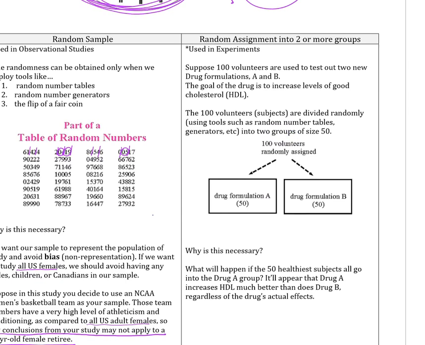Random assignment is similar, and it's something that we use in experiments. Suppose we have 100 volunteers that are used to test out 2 new drug formulas, A and B. The goal of the drug is to increase levels of good cholesterol. The 100 volunteers or subjects are divided randomly into 2 groups of size 50. Random assignment in this case could even be the flip of a coin. Let's say I come to you, I flip the coin, you get heads. Heads means you go into group A. If you get tails, you go into group B, and so forth. So it's truly random. The coin is deciding what group you go into.